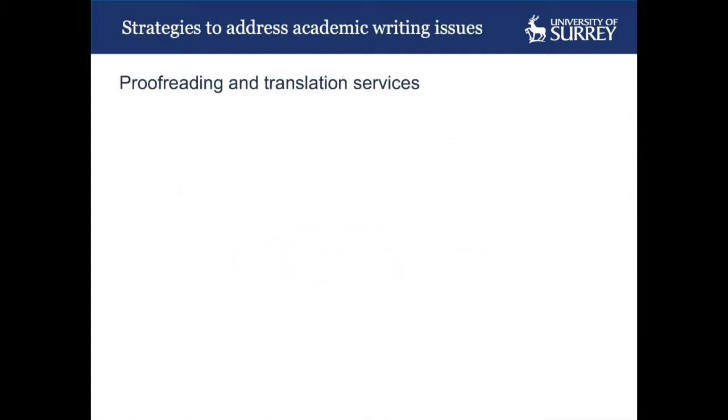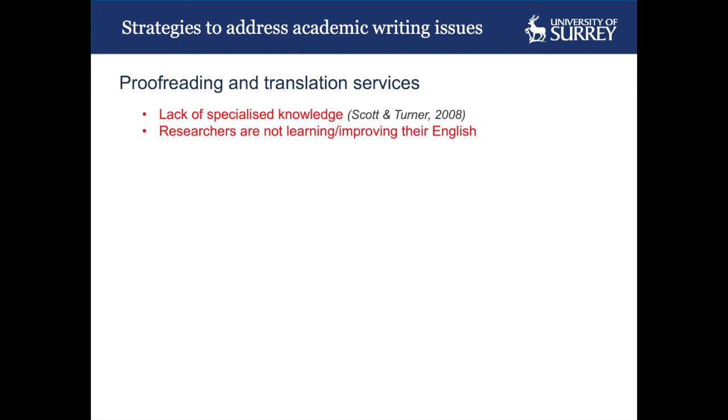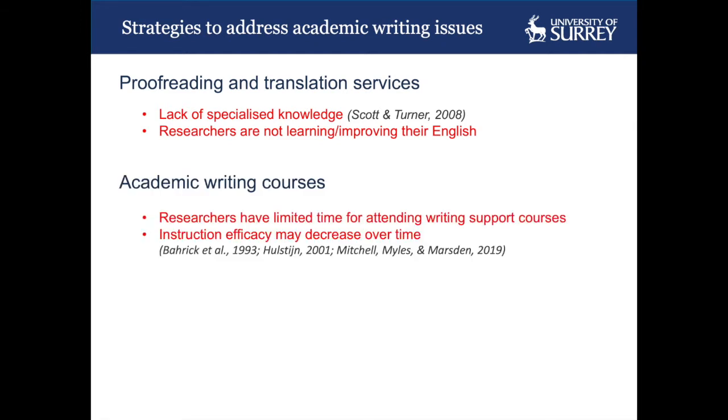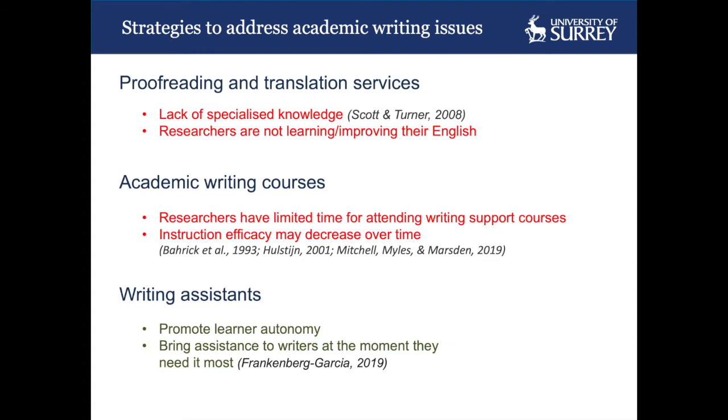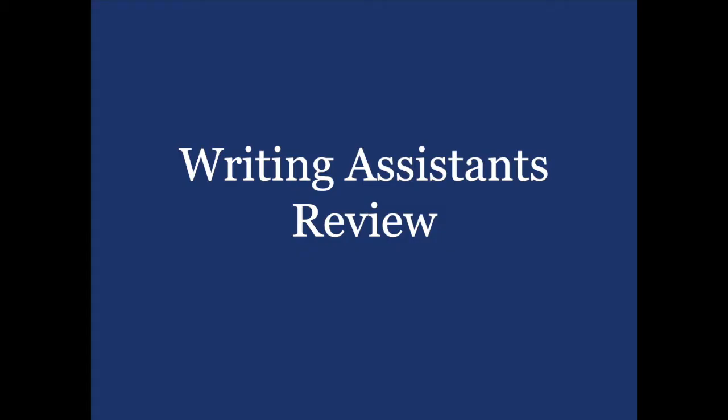There are a variety of strategies to solve these problems, but most of them have issues. Proofreading and translation services lack specialized knowledge, and researchers also are not learning and improving their English. For academic writing courses, researchers have limited time to attend, and instruction efficacy may decrease over time. Writing assistants, on the other hand, promote learner autonomy and bring assistance to the writer at the moments they need it most. Therefore, writing assistants seem the most appropriate solutions for L2 researchers.